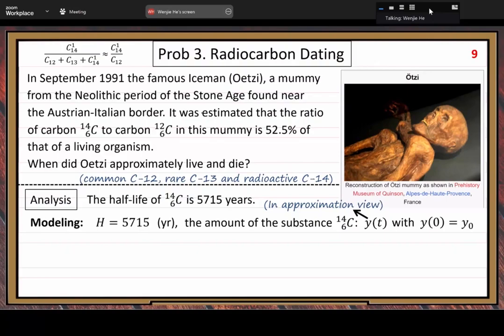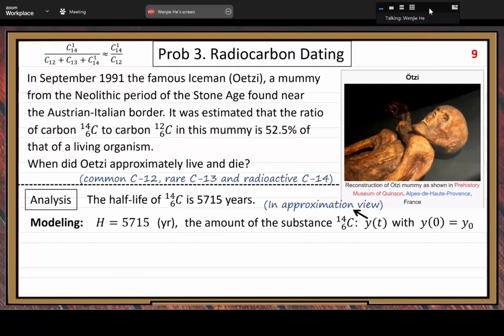C13 is rare, even much, much smaller than C14. C14 is not as small as C13, but compared with C12, it is very small. So based on that, for the simplification, we just study this ratio. We compare this ratio at 2 time points.